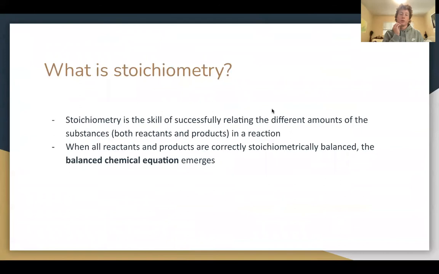So stoichiometry is the skill of successfully relating the different amounts of substances in a reaction, and this applies to both reactants and products. And when you correctly stoichiometrically balance an equation, with all the different amounts of reactants and products, the balanced chemical equation is what you have when you do that.